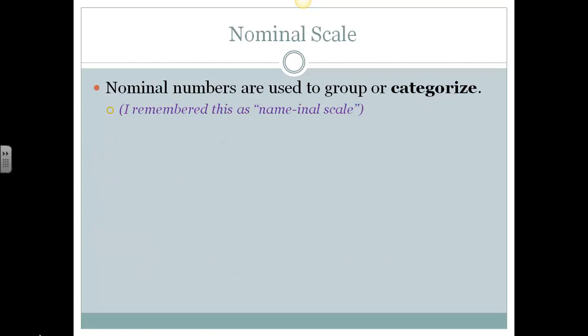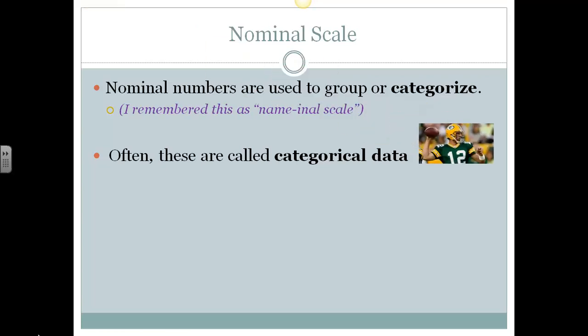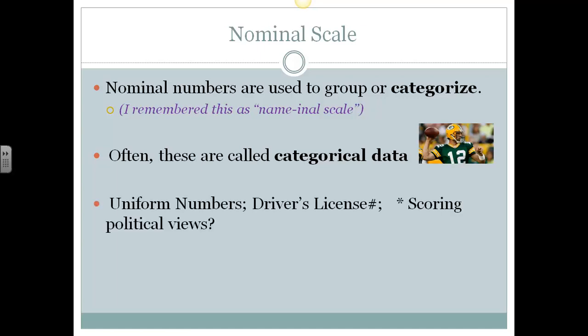So if we look at the nominal scale, nominal numbers are used to group or categorize. So this is often called categorical data. I remember it as nominal scale because the number really names something that we're looking at, so it doesn't really have mathematical computational capabilities. For example, uniform numbers are an example of a nominal scale.